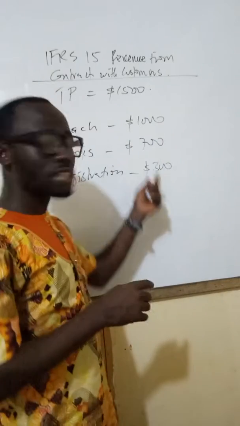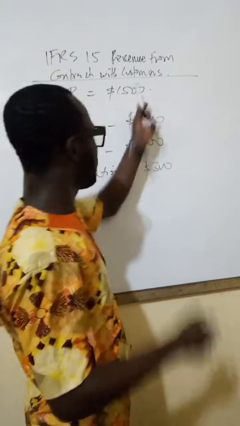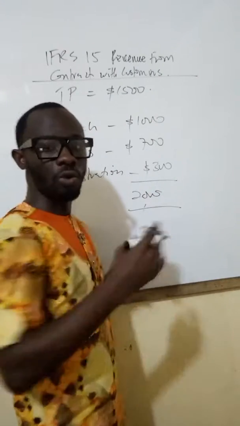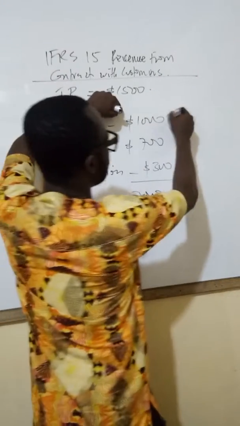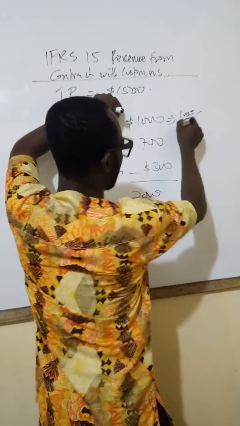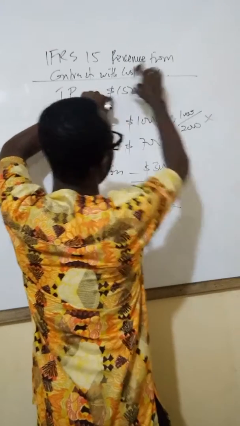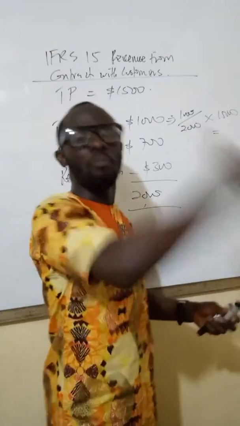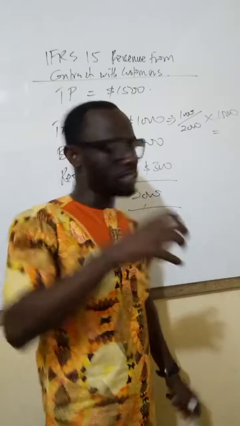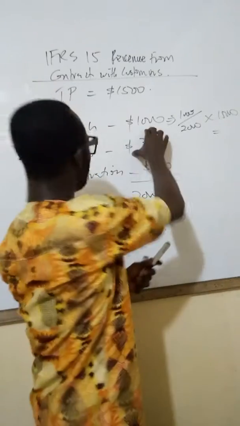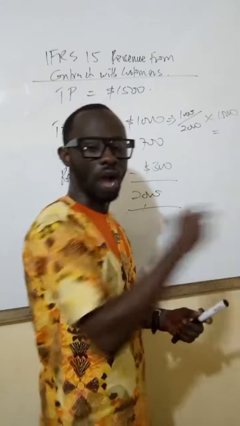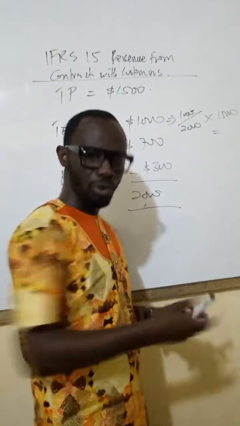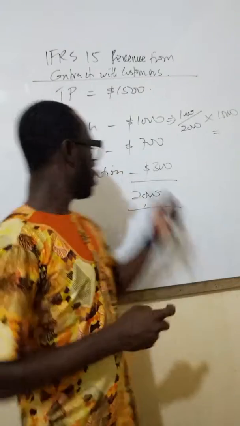So once we know the standalone prices, we're going to allocate that. So the total of this is 2,000, right? So when we are allocating this, this one is going to be 1,000 over the 2,000 times this particular figure, 1,500. That gives us how much we are going to allocate to teaching. That we will do for books. That is how much we will allocate to books. That we will do for the registration. That is how much we will allocate for the registration.